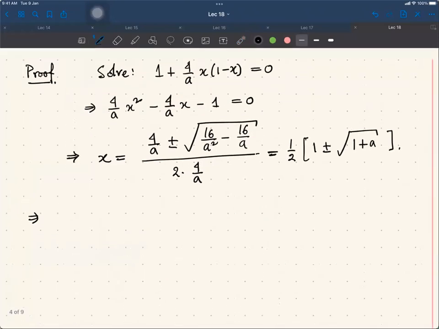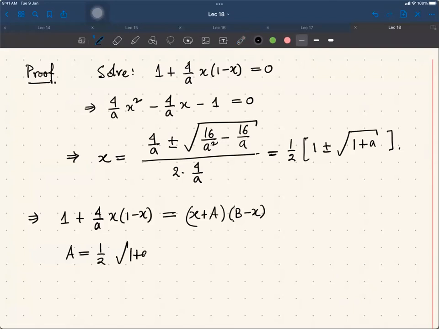Therefore, the original expression 4 by a x times 1 minus x is equal to x plus a times b minus x, where a is equal to half square root of 1 plus a minus 1 and b is half square root of 1 plus a plus 1. Now, factorization.